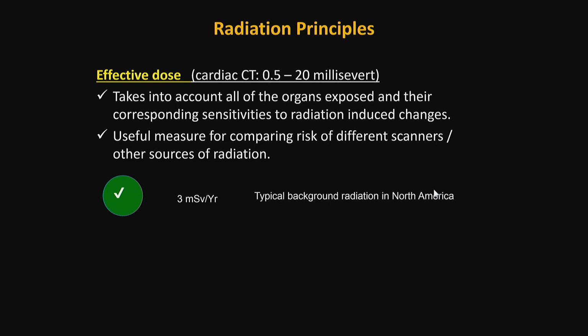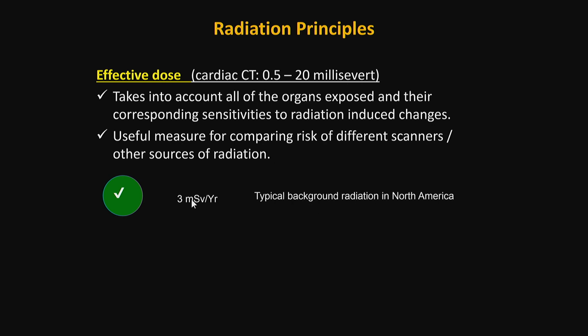Whenever we describe the radiation dose in order to compare different modalities and different techniques, the best measure is the effective radiation dose. This measure, which we generally measure in millisieverts, for cardiac CT can range anywhere between 0.5 to 20 millisieverts on some of the older scanners before we use various radiation saving techniques. But this effective dose takes into account all of the organs that are exposed, as well as their corresponding sensitivity to radiation-induced changes. And again, the effective dose is useful for comparing different scanners.